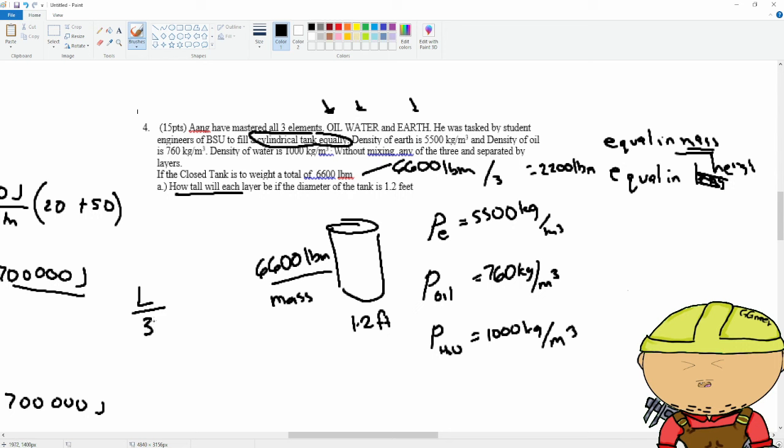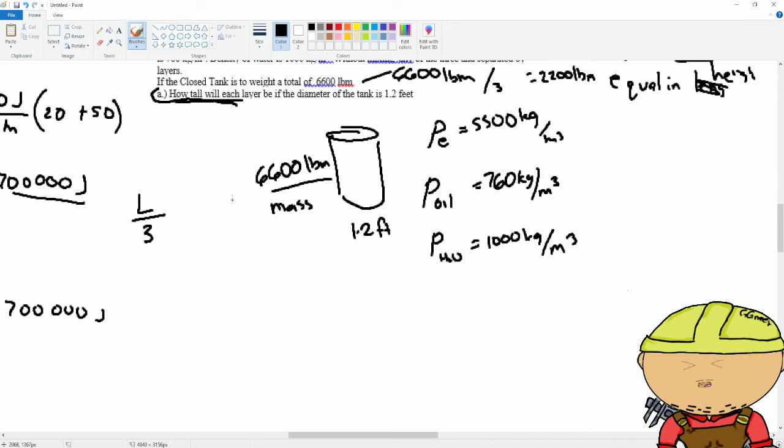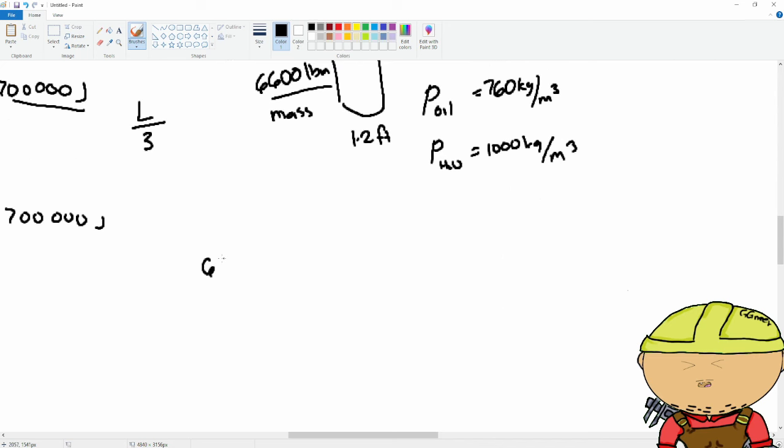We're going to solve it by mass first, then by height. There are going to be two answers, but I think the easiest is mass. First of all, how tall will each layer be? Height is being asked. Okay, let's try equal in mass. So if that's equal in mass, 6,600 pound mass, let's convert that.